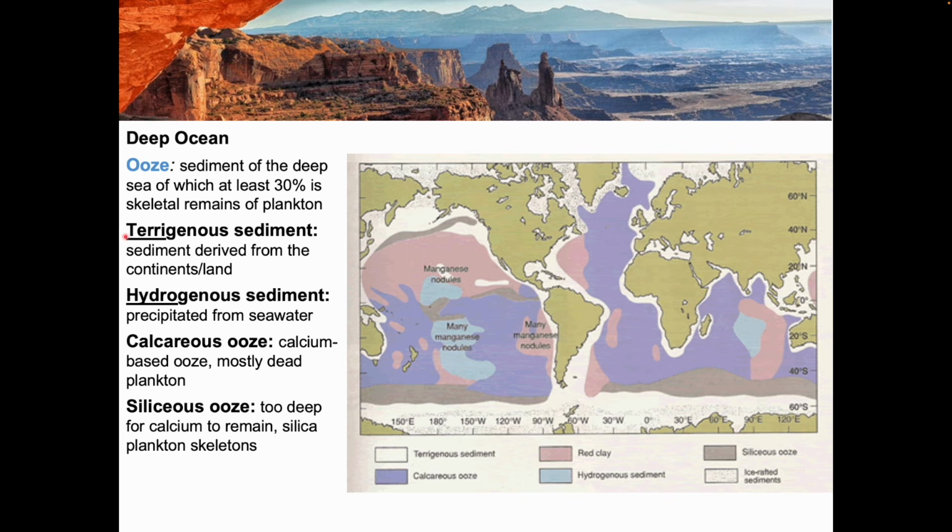There are other types of sediments. Terrigenous sediment, which has the root terra in it, indicating land, and that is sediment derived from the continents or land. And we have hydrogenous sediment, which has the root hydro in it, which is precipitated directly out of seawater. Our calcareous oozes, again, are calcium-based oozes, mostly dead plankton, and our siliceous oozes generally are found in areas that are too deep for calcium to remain because of a thing called the calcite compensation depth, which you can look up if you're interested in that, which forces the calcium to remain dissolved in the seawater, which leaves behind the silica plankton skeletons as the dominant sediment.